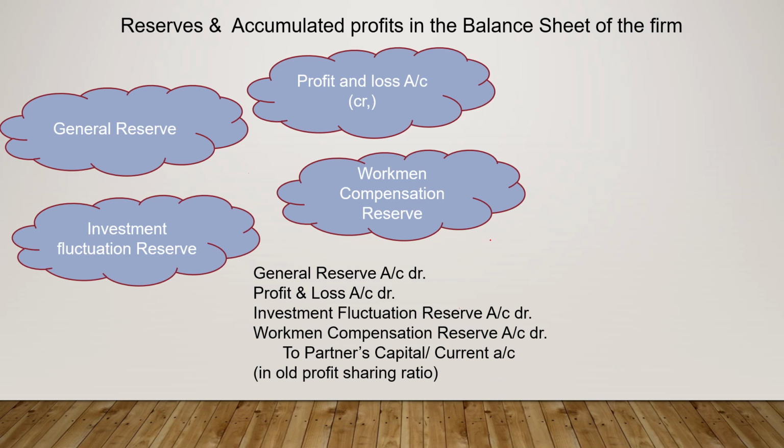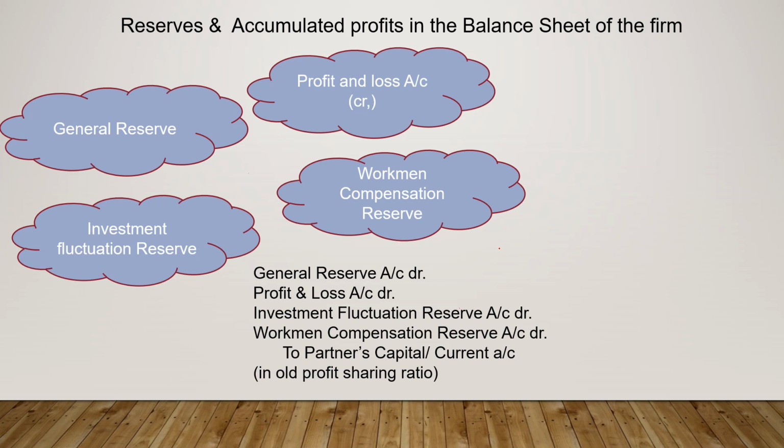Similarly, in workmen compensation reserve as well, there can be a claim, there might not be a claim. If there is a claim, then there are different possibilities. So whatever is the amount left after the claims have been adjusted against the workmen compensation reserve, that would be distributed amongst the partners to their capital or current account in their old profit sharing ratio. I would soon be making videos for you in detail about investment fluctuation reserve and workmen compensation reserve separately as separate concept videos for your detailed understanding. So no worries about that.